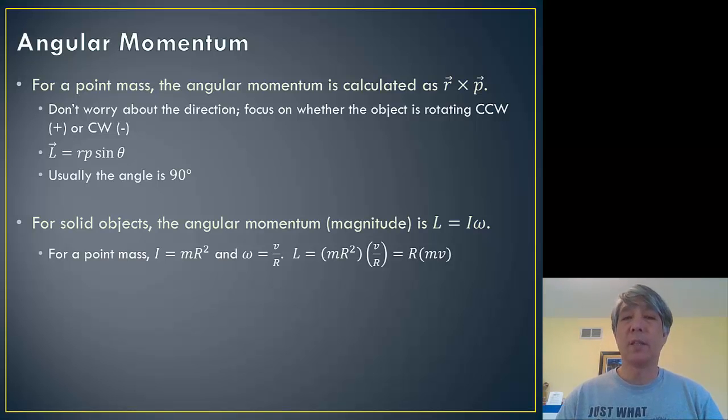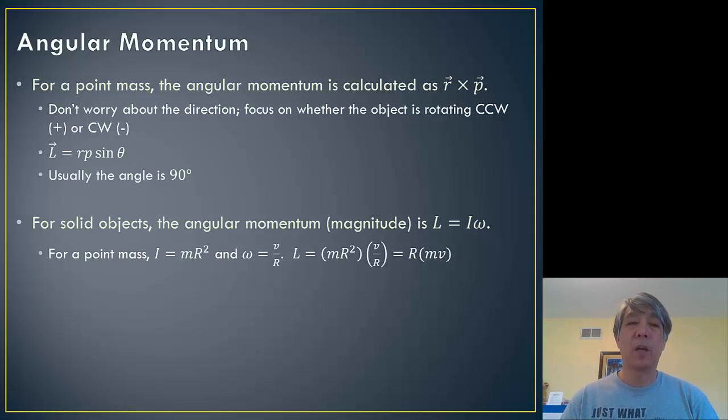For a point mass, this angular momentum is calculated as simply the r vector, distance from the point of rotation, cross product with its momentum vector p. Don't worry about the direction of the result here because we don't really need to go through the right-hand rule all the time. Focus on whether the object is rotating counterclockwise or clockwise with respect to that point of rotation.